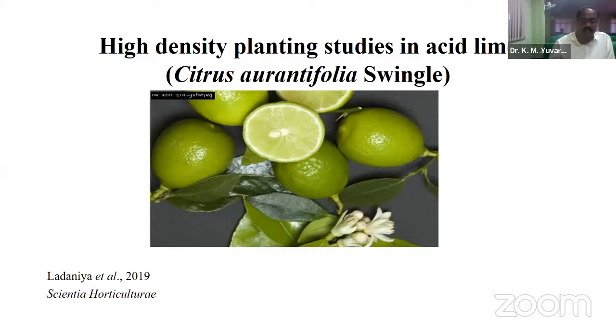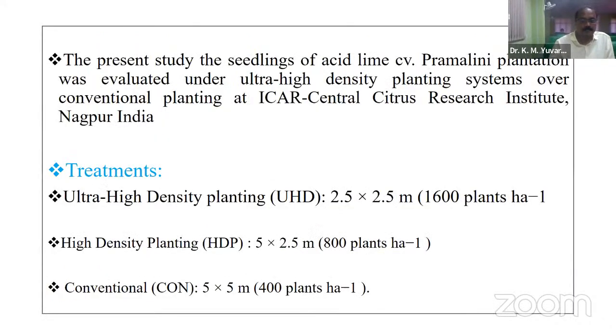Here I am studying the case studies, high density planting studies in acid lime. In this study, seedlings of acid lime cultivar were evaluated under ultra high density planting system and conventional planting at ICAR Central Citrus Research Institute, Nagpur. They have conducted research on ultra high density planting: 2.5 by 2.5 meters accommodates 1600 plants per hectare. High density planting at 5 by 2.5 meters gives 800 plants per hectare. The conventional, traditional method is 5 by 5 meters. Generally, in citrus, acid lime, sweet oranges or mandarins, conventional planting followed by farmers is 5 by 5 meters or 6 by 6 meters.